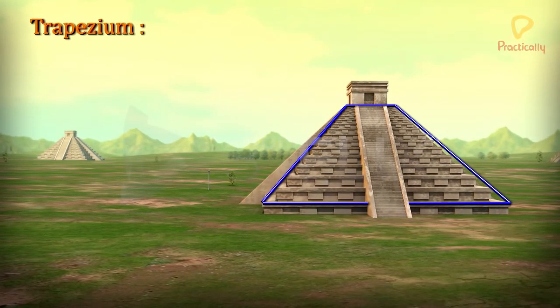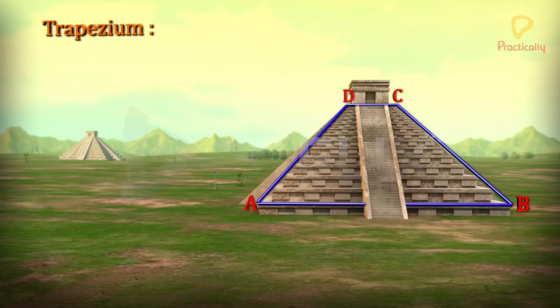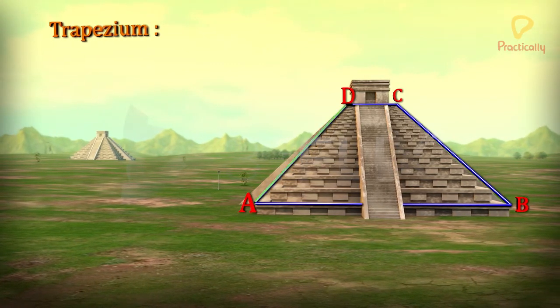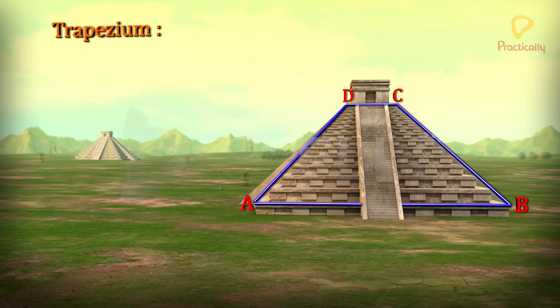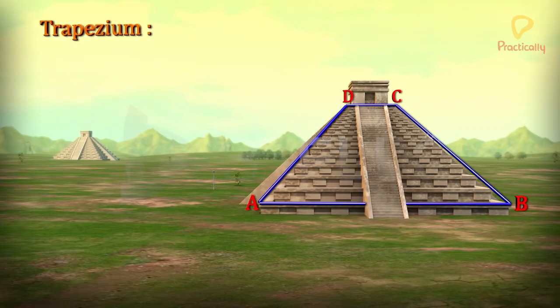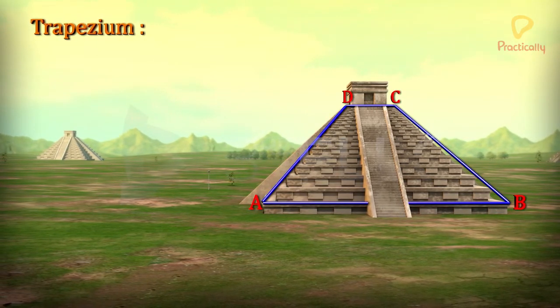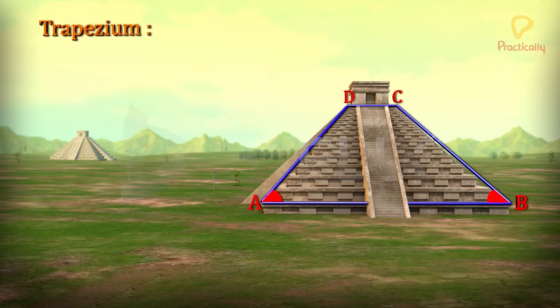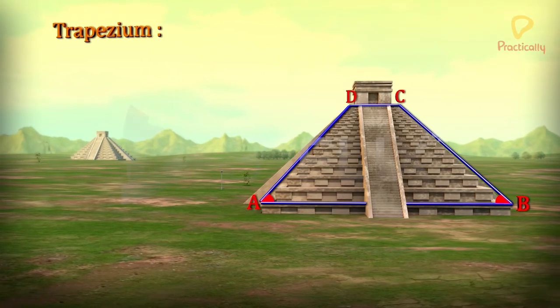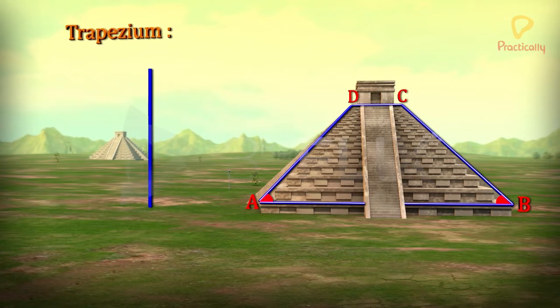Look at this trapezium ABCD. AB is parallel to CD and AD equals BC. A trapezium whose non-parallel sides are equal is called isosceles trapezium. The base angles of an isosceles trapezium are equal. The diagonals of an isosceles trapezium are always equal.